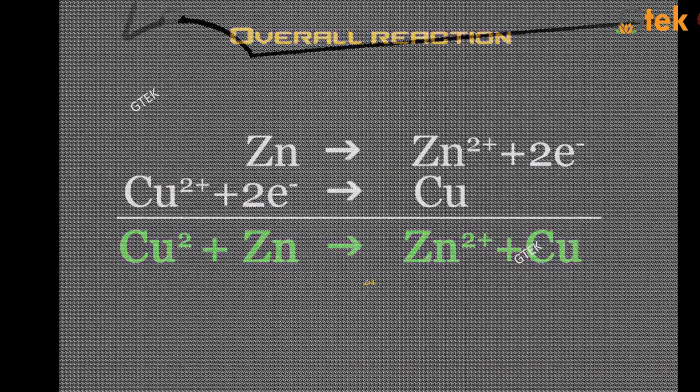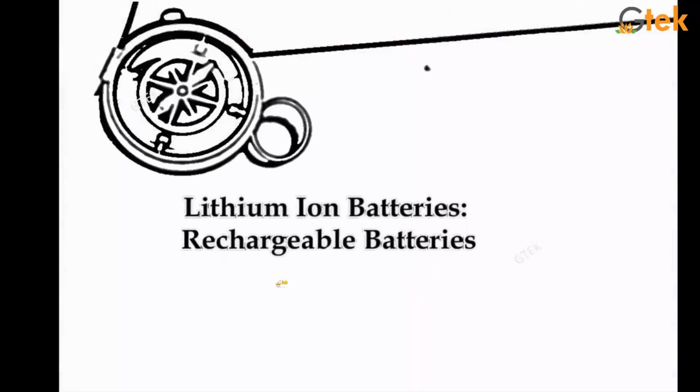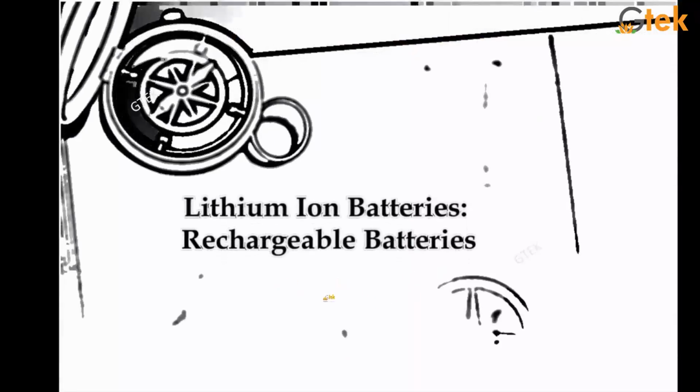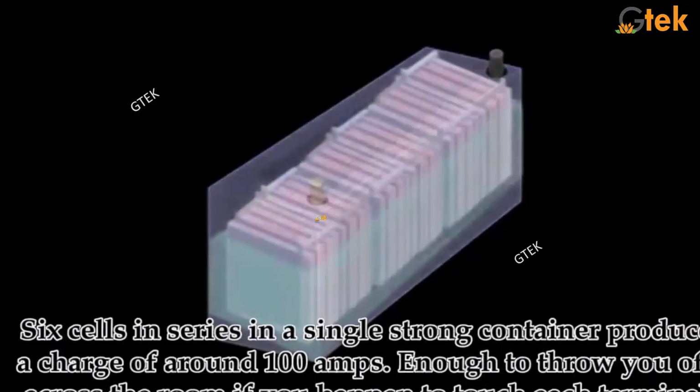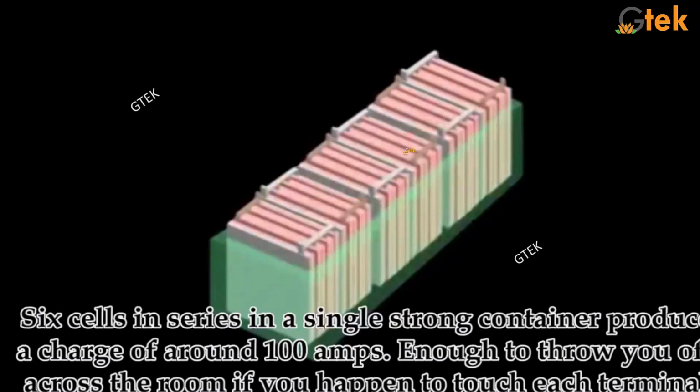So here we go with lithium ion batteries and rechargeable batteries. So we have 6 cells in series in a single strong container that produce a charge of around 100 amps. Enough to throw you across the room if you happen to touch each terminal. So these are the 6 cells.